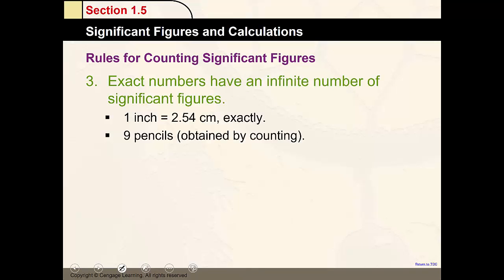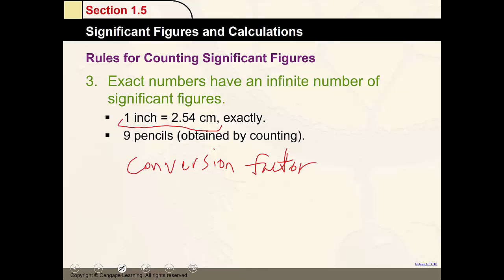Okay, then the final rule with sig figs is you're assuming exact numbers have an infinite number of significant figures, so anything not measured in lab. And so something like this, 1 inch is equal to 2.54 centimeters. We would call this a conversion factor. And any exact number that you exactly count, like there are 9 pencils on the table, you assume that has an infinite number of sig figs. So you're essentially ignoring those number of sig figs.